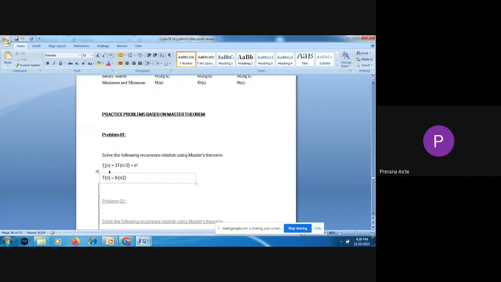So just for practice purpose, if the recurrence relation is 3 into T of n by 2 plus n square, what is going to be the time complexity? So here a equal to 3, b equal to 2 and c value is 2.